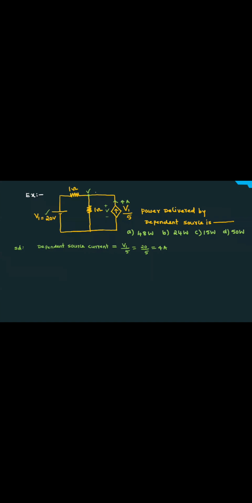Now to find this V, apply the nodal analysis. V minus 20 by 1 plus V by 1. How much current is entering? 4 amperes is entering. Minus 4 equal to 0. That is V minus 20 plus V minus 4 equal to 0. Then 2V equal to 24. V equal to how much, friends? 12 volts.